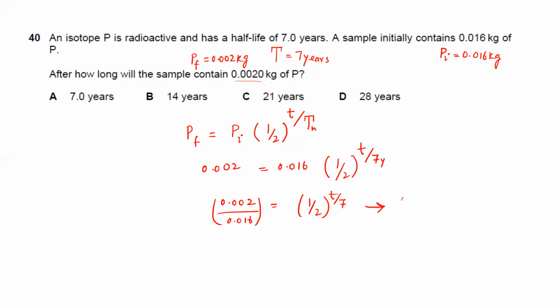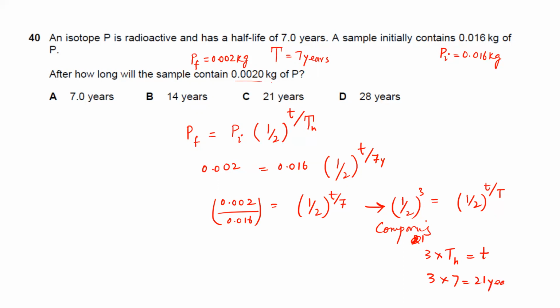So this whole thing becomes 1 by 2 power 3 equals 1 by 2 power T divided by capital T, which is basically 7. So comparing the powers, 3 into the half-life equals T. 3 into 7 is 21 years. This is equal to T. So is it 21? A, no; B, no; C, yes. So 21 years, part C will be my right answer.